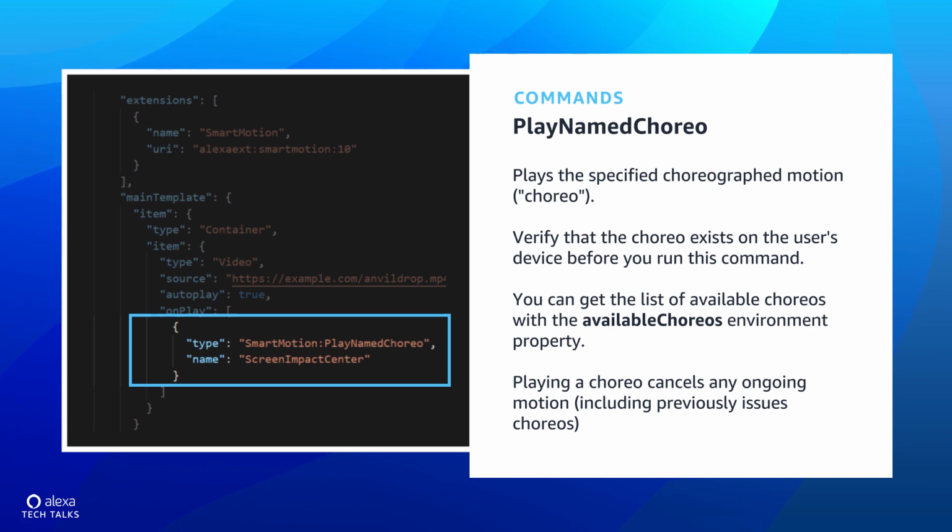So you're going to want to verify that the choreo you want to run exists and is supported on the current device, which you can query from an environment variable that we'll talk about later. And just like with the previous behaviors, playing a choreo is going to cancel any ongoing motions, including previously issued choreos. And so now we're going to do a quick demo showing you what this screen impact center choreo looks like.